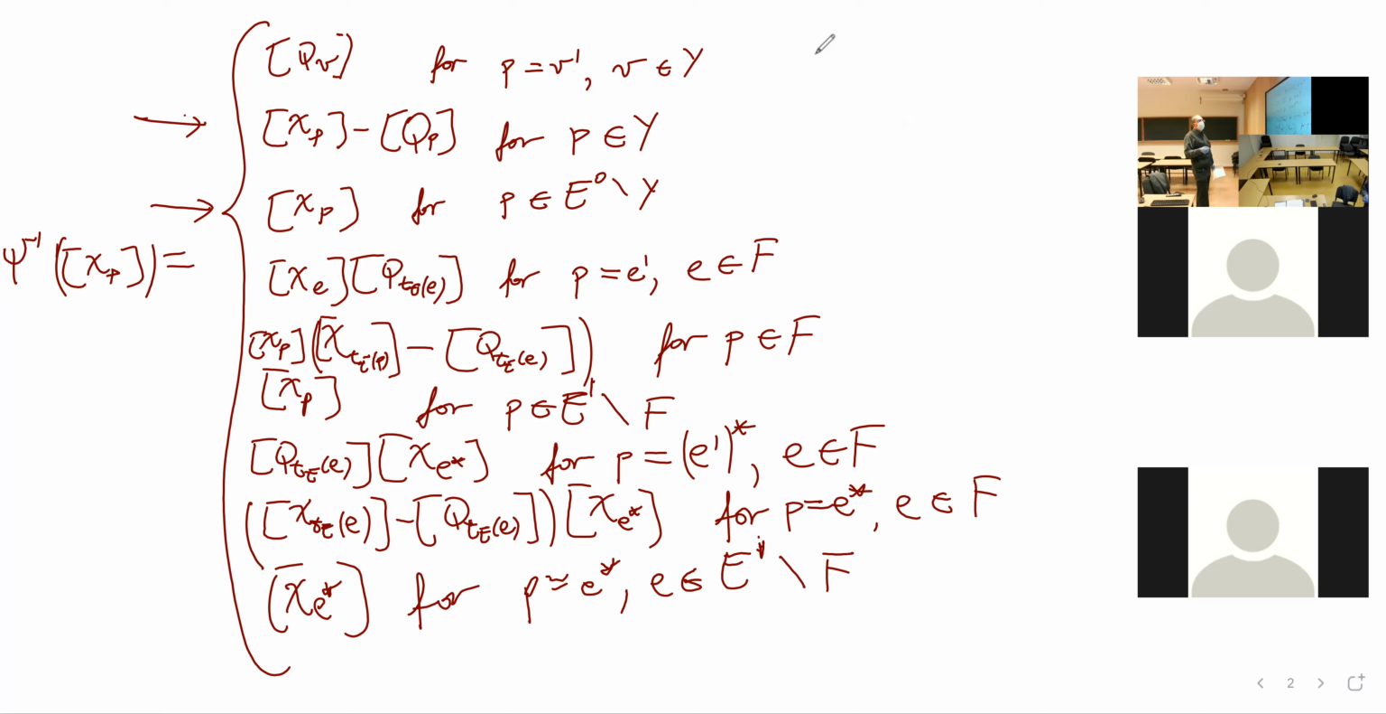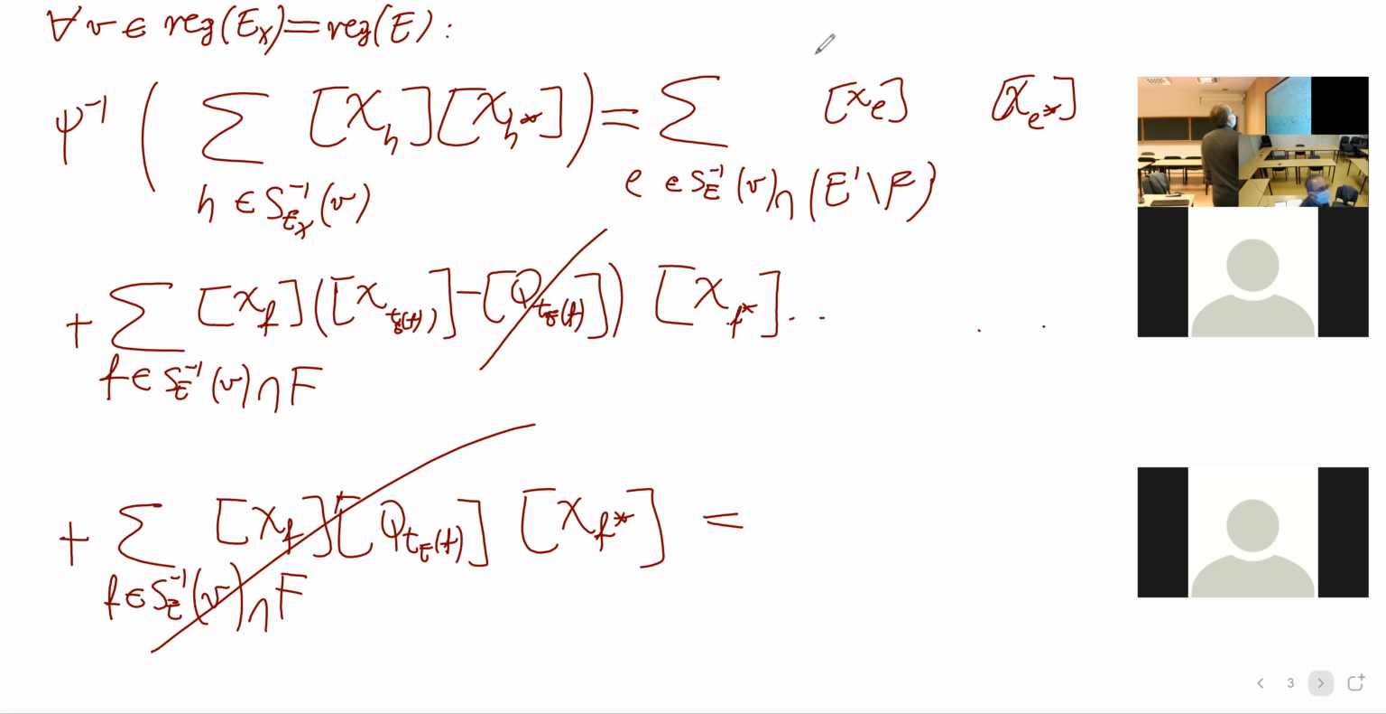So if you want, in this general setting, I have to write it down like this, because I cannot make sense out of QP for an arbitrary vertex in E0. If vertex P is not regular, then the definition of QP doesn't make sense. Okay, but here I assume, remember, this was our assumption when we started the calculation, that V is a regular vertex, so the definition of QV makes sense.